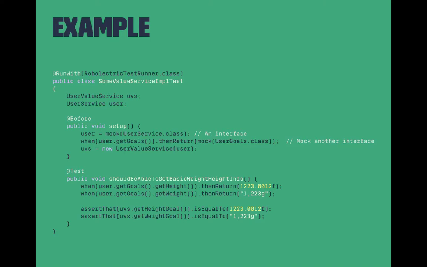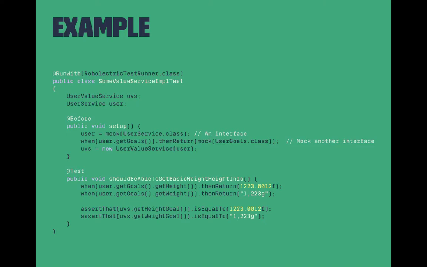So Mockito allows us to do stubs and mocks. If you read the article by Martin Fowler, stubs versus mocks, you'll see what the differences are, one being state, one being interaction-based. Here we're using mocks to get us going down the proper road of state-based testing, but we can also do interaction-based testing. And the last line does a similar thing. We check that the user weight goal is equivalent to 1,223 grams.